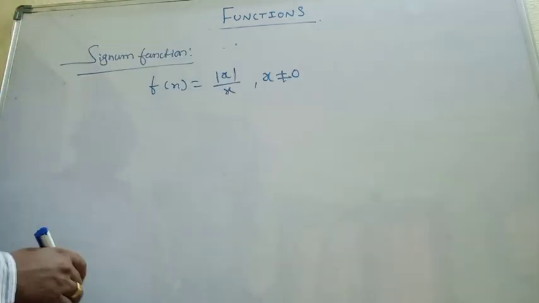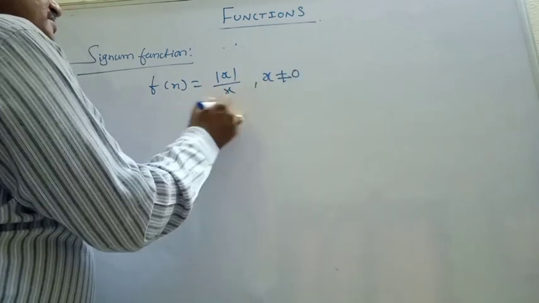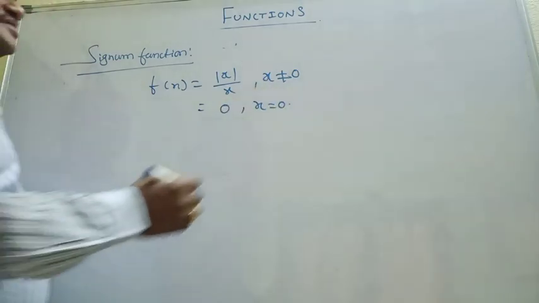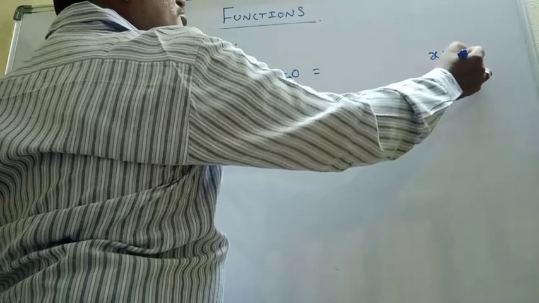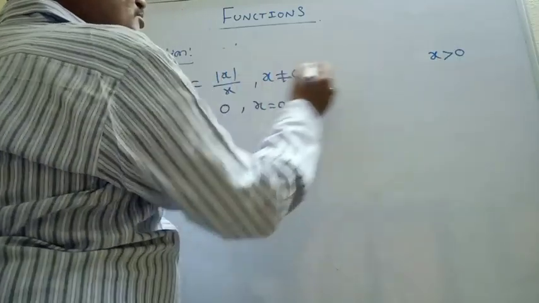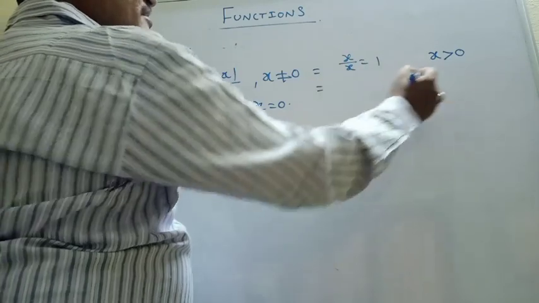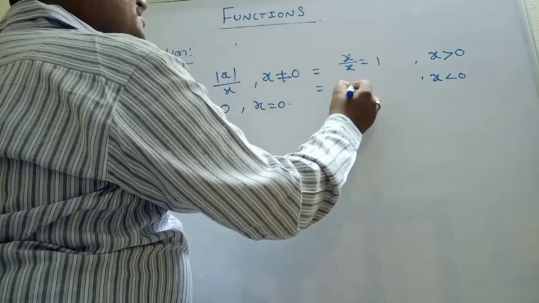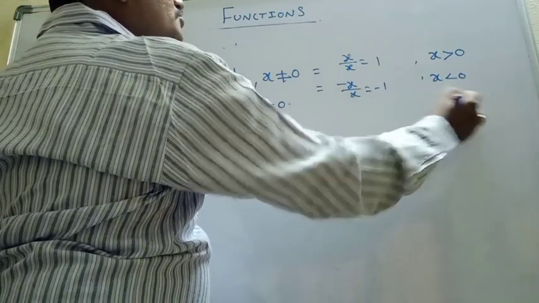Next we have the signum function. This is f of x equal to mod x by x when x is not equal to 0, and equal to 0 when x equals 0. This is the definition. See, my dear students, let us define it precisely. When x is positive, mod x by x is nothing but x by x, that is 1. And when x is less than 0, mod x is nothing but minus x, so minus x by x is minus 1. When x equals 0, this becomes 0.